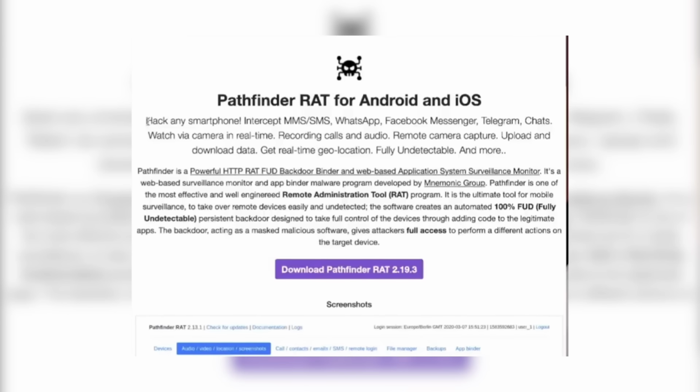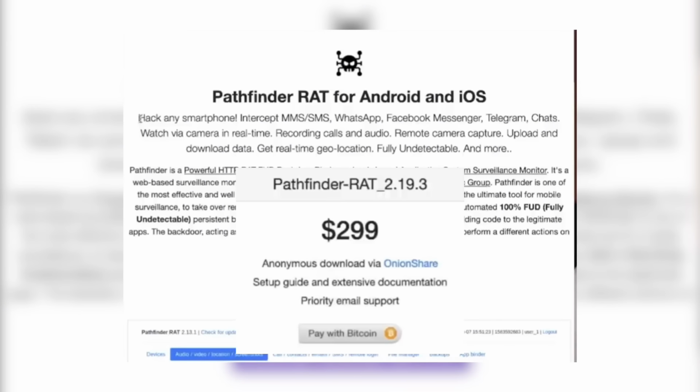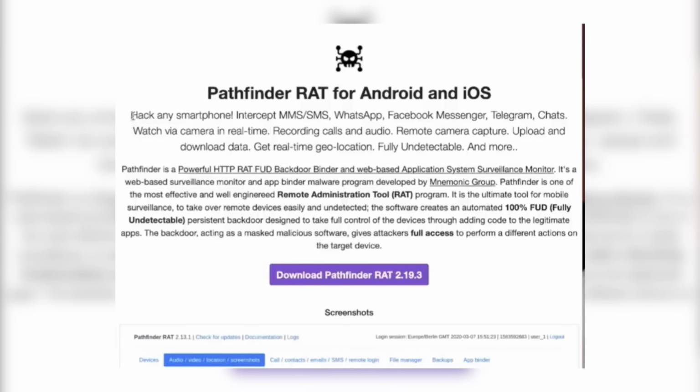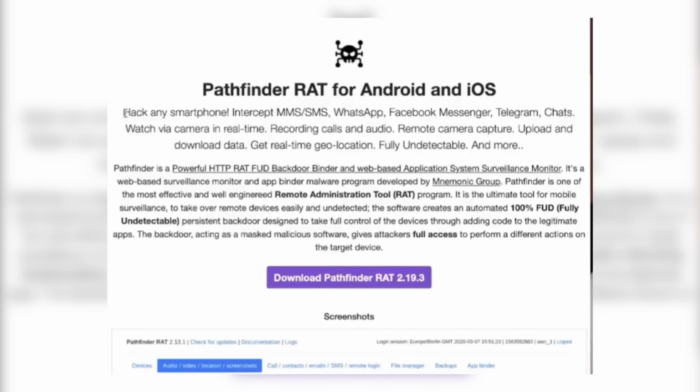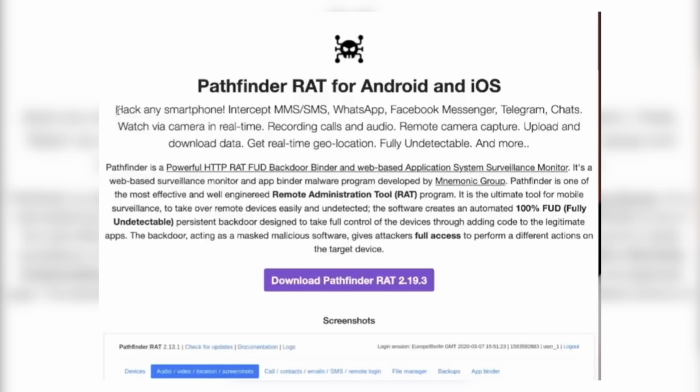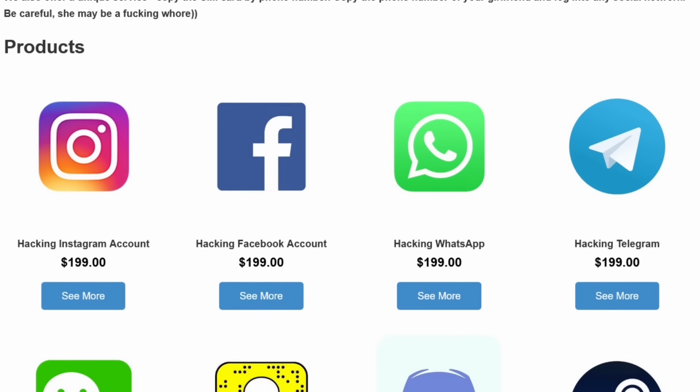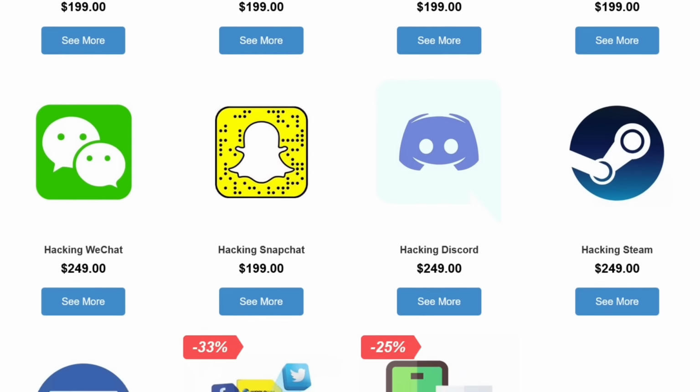There's also some services that claim if you give them money, they can remotely control other people's phones, like their Messenger or SMS, and their phone calls. But again, whether this one is real or not is completely up in the air.